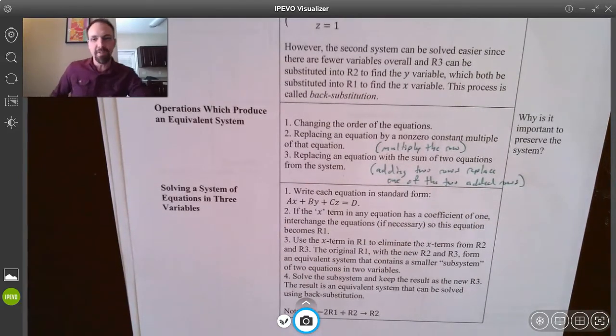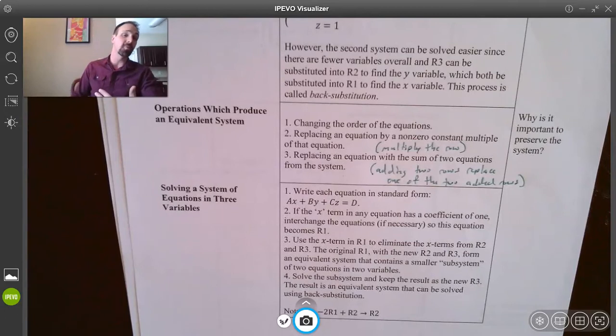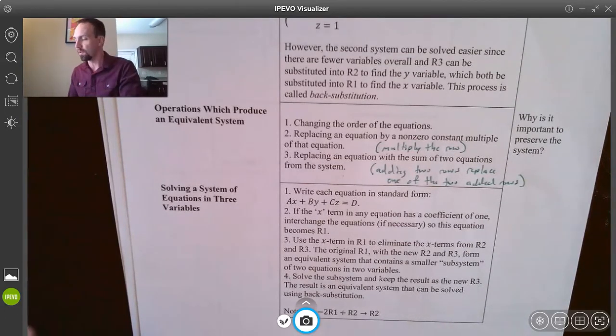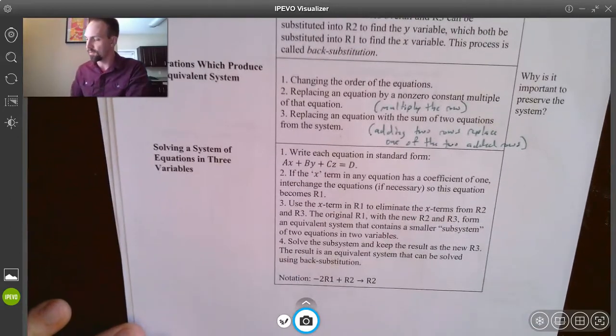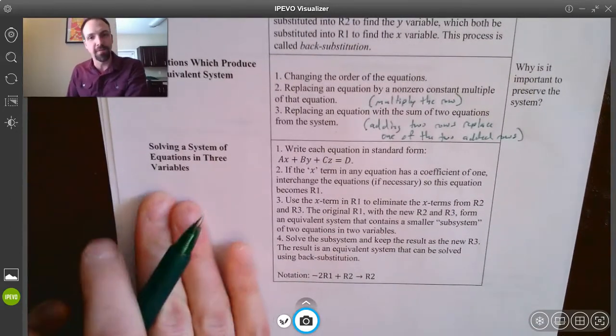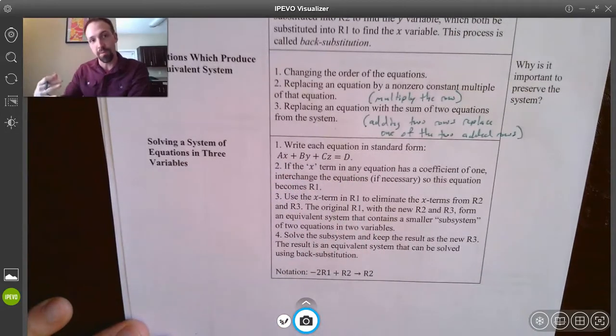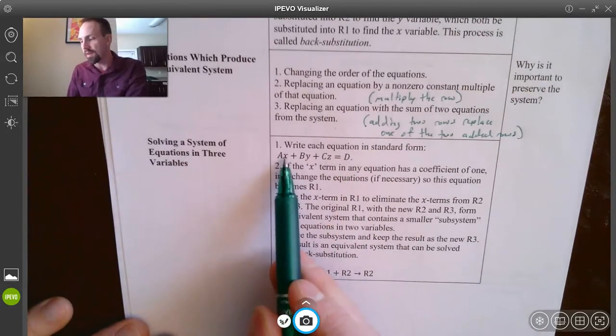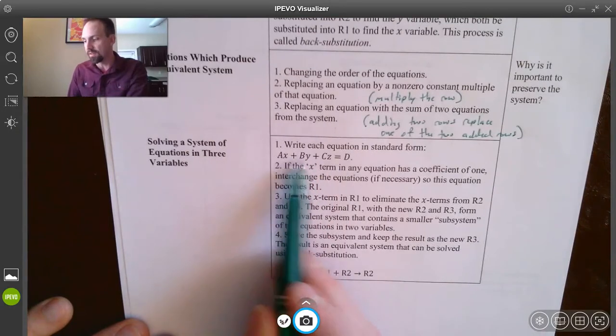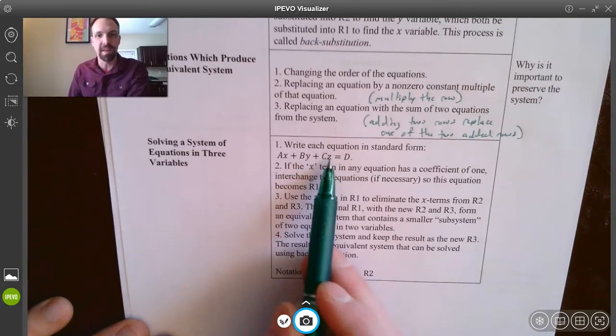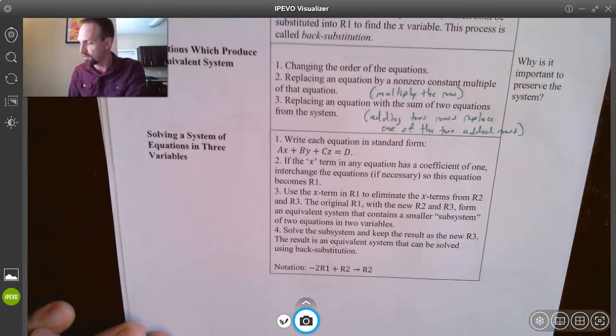So we want to have an equivalent system, otherwise we're introducing whole new types of ideas which don't give us valuable, usable results. So this is our method for solving. We're going to write each equation in standard form. So all 3 of them we're going to write in standard form. Most often we're going to be using x, y, and z. So there's x, y, and z. Capital A, capital B, capital C, and capital D are your coefficients.